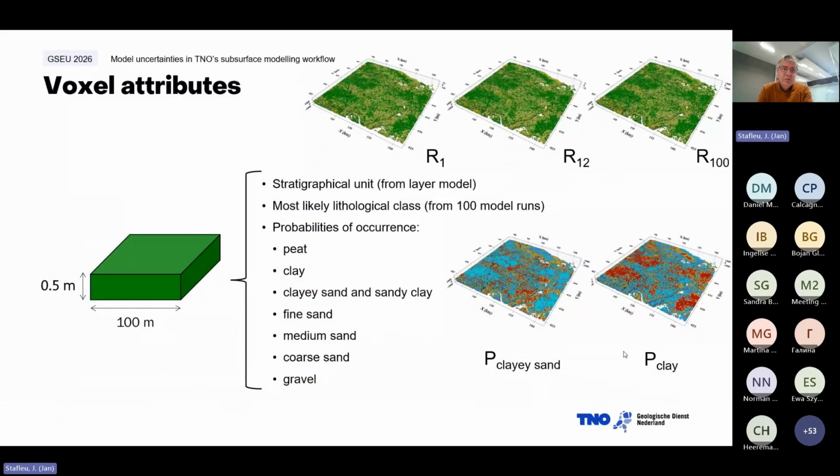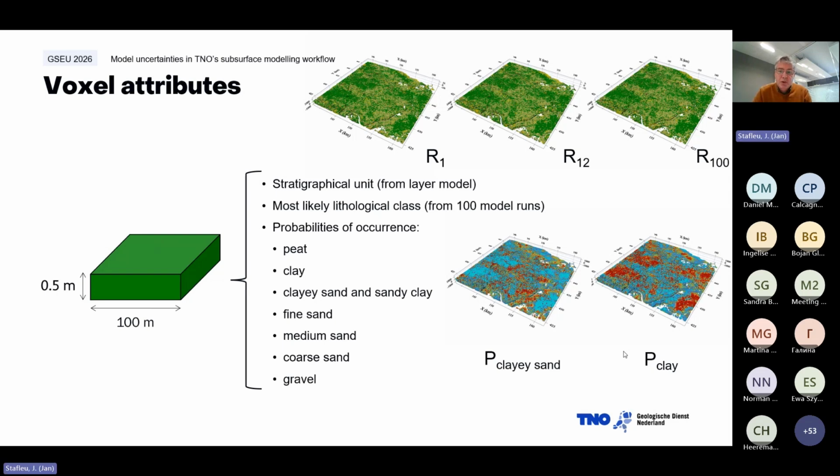So let's have a look at the attributes of our voxel model. Each voxel has the stratigraphical unit it belongs to, which is derived from the layer model. It also has an estimate of the most likely lithological class. And lithological classes are being estimated using a simulation procedure with a Monte Carlo component. So basically we have 100 model runs, each predicting the distribution of lithological classes in a slightly different way, but each of those outcomes is statistically equally probable.